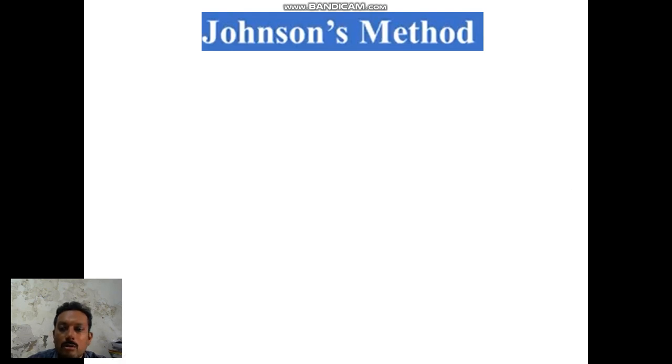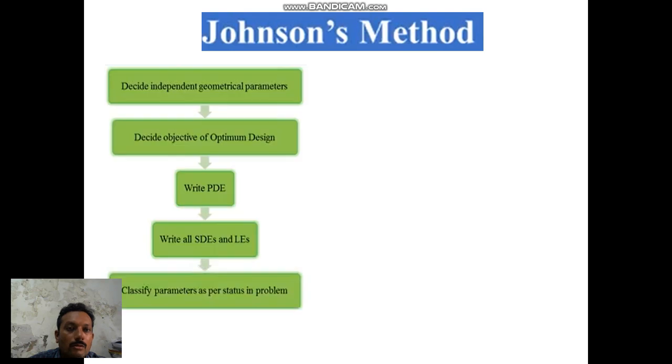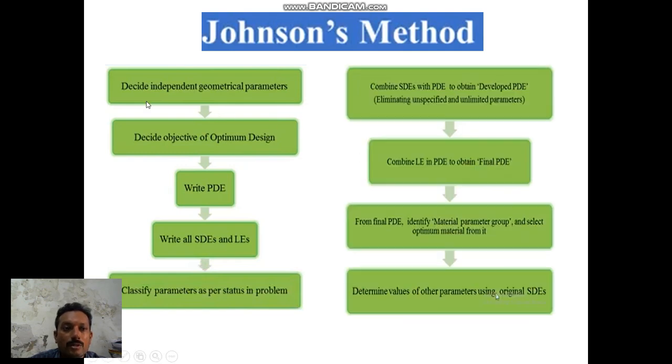Okay students, welcome to the new video related to Johnson's method of optimization of design. We have seen in the last video what the steps in Johnson's method are. The first step was to decide the independent geometrical parameters. The second step was to decide the objective of the design parameters of the optimal design.